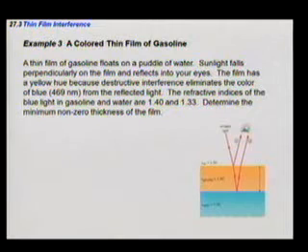A thin film of gasoline floats on a puddle of water. Sunlight falls almost perpendicularly, so that when it bounces through, we've got thickness T plus T, so we always say 2T. I'll show you in a minute how this works. The film has a yellow hue because the destructive interference eliminates the color blue from the reflected light. So we're going to look at destructive interference for 469 nanometers, and we've got the 2 indexes of refraction.